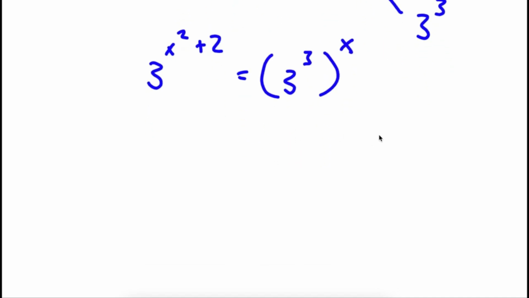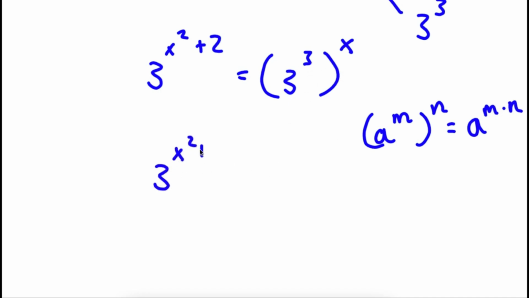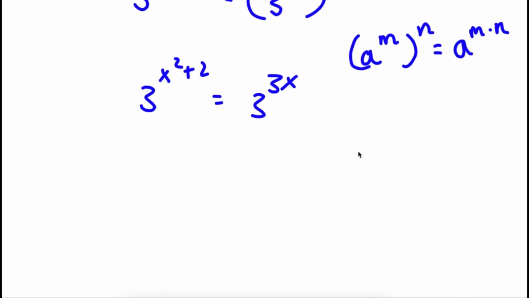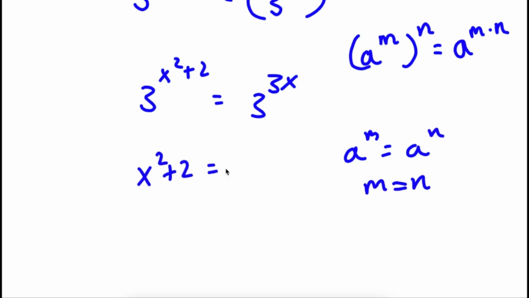Now, if I have something in the form a to the power of m to the power of n, this is equal to a to the power of m times n. So 3 to the power of 3 to the power of x is going to equal 3 to the power of 3 times x, also written as 3 to the power of 3x. Now, if I have something in the form a to the power of m is equal to a to the power of n, then this means that m is equal to n. So in this case, x squared plus 2 is equal to 3x.